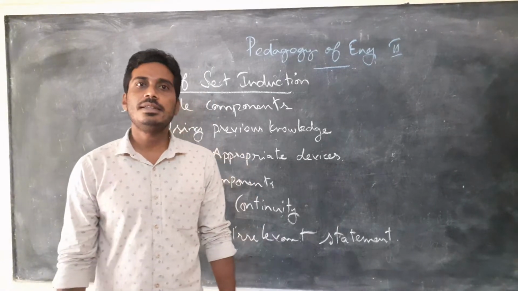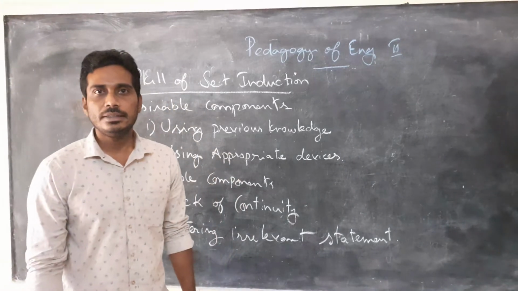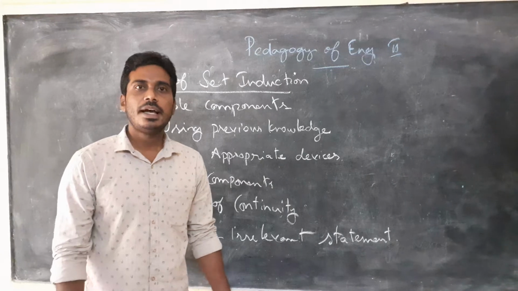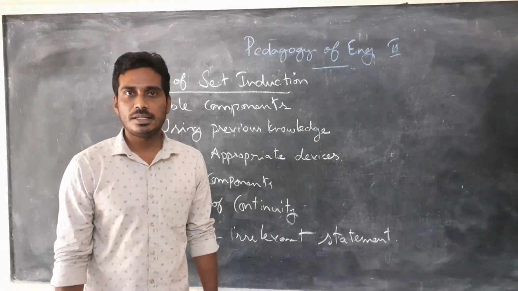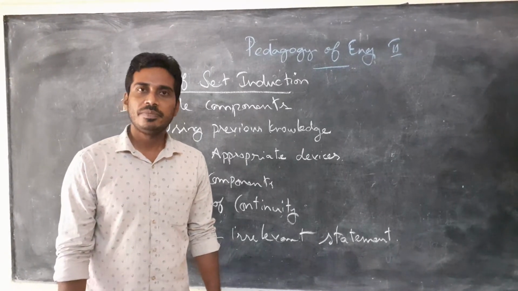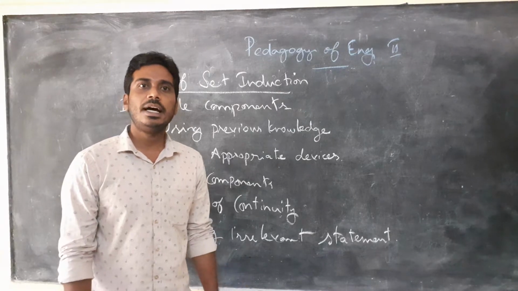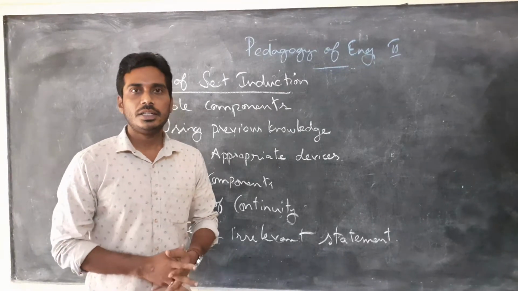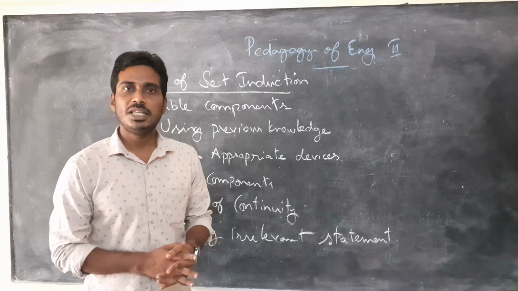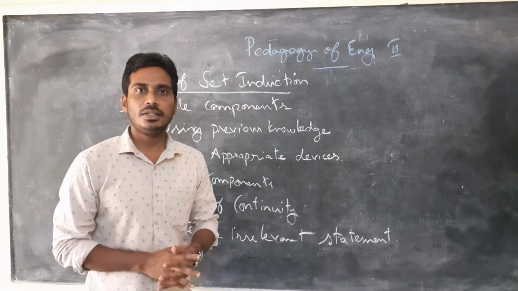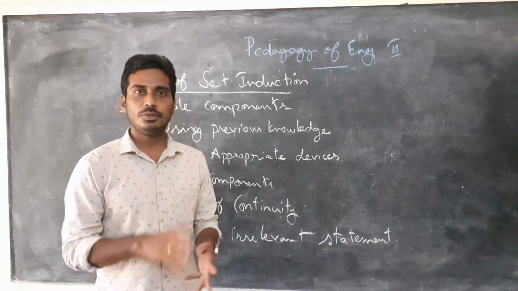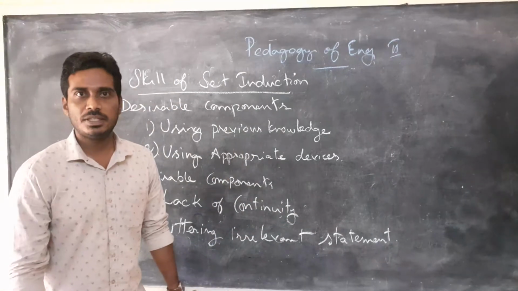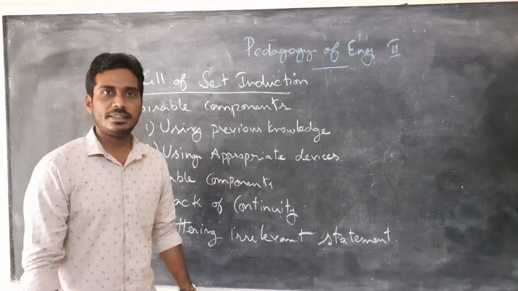All the skills have some components in them, and there are two types of components. One is desirable components and the other is undesirable components. Desirable components means the components which are desired by the teacher, so they should be essential in the skill. Undesirable components means you have to avoid those particular components in your teaching. It will be there in all the microteaching skills.